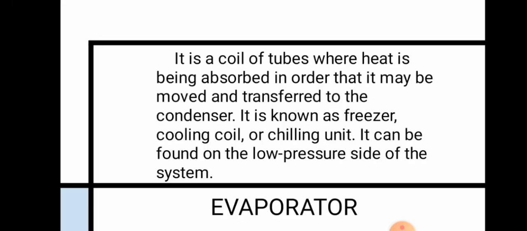Evaporator. It is a coil of tubes where heat is being absorbed in order that it may be moved and transferred to the condenser. It is known as freezer, cooling coil, or chilling unit. It can be found on the low pressure side of the system. So this evaporator is the freezer, cooling coil, or chilling unit. It cools the heat that will be absorbed going to the condenser. That's why it is the low pressure side of the system.